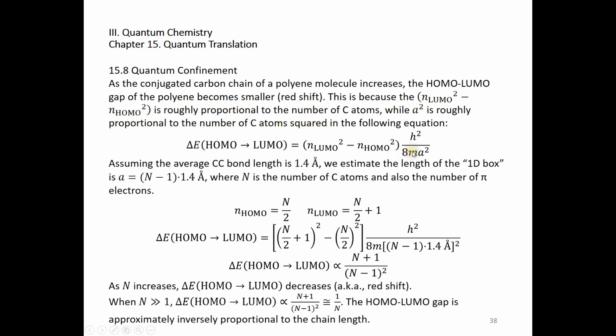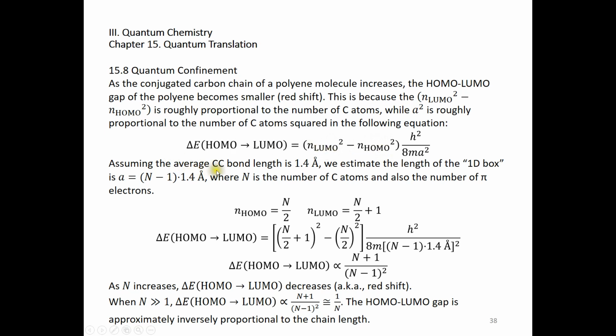Now let's look at this equation of the HOMO-LUMO gap. It's n LUMO squared minus n HOMO squared multiplied by h squared over 8ma squared. When the number of carbon atoms increases, this will increase, but also this a squared will increase. a squared increases faster than the difference between n LUMO squared and n HOMO squared.